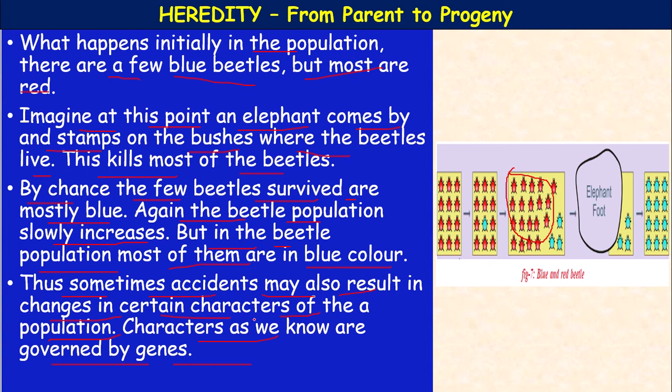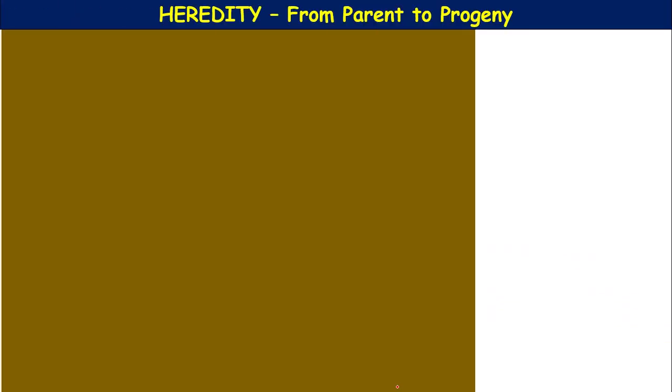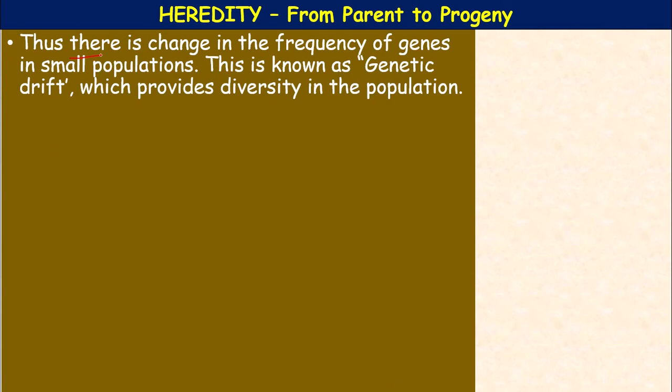So, here the conclusion is sometimes accidents may also result in changes in the characters of the population. The characters, as we know, are governed by the genes. The blue colored gene dominated and produced more blue color beetles. Okay. So, thus there is a change in the frequency of the gene in small populations. This is known as genetic drift, which provides diversity in the population.